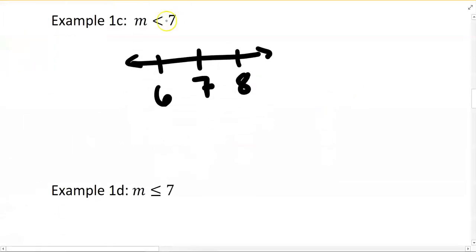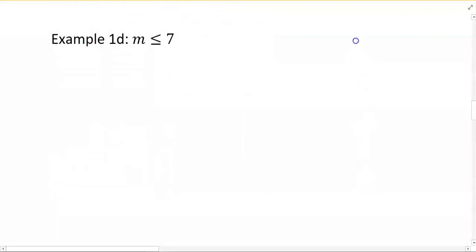So at 7, what are we going to have? Well, we're not equal to, so we're going to put a circle. And then which way are we going to shade? Are we going to shade towards 6 or towards 8? Well, 6 is less than 7, so my shading goes towards the 6 in this case. And so remember, that would include all negative numbers as we go that direction. So negative 5 is less than 7, and negative 20 is less than 7, because the negative is always smaller than a positive number.